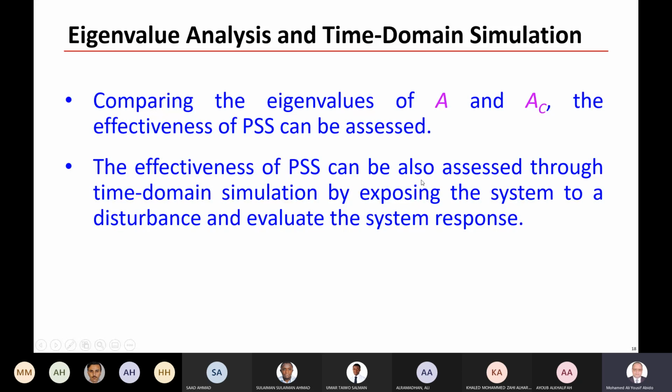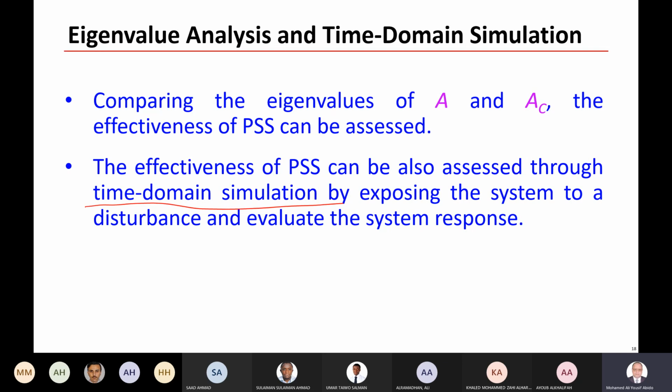You can compare between the A and the AC eigenvalues, and the effectiveness of the PSS can also be assessed through time domain simulation by exposing the system to a disturbance and evaluating the system response. On time domain simulation, you already simulated the system in open loop.